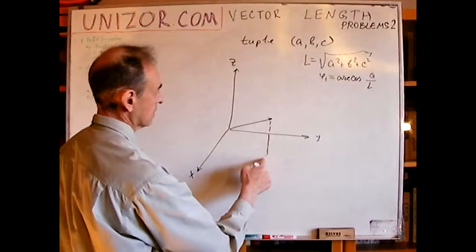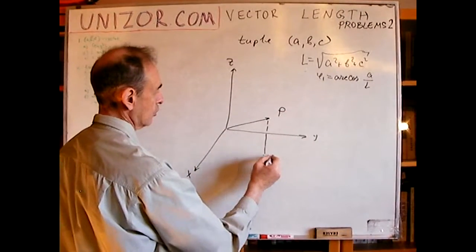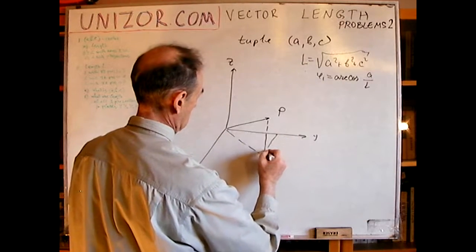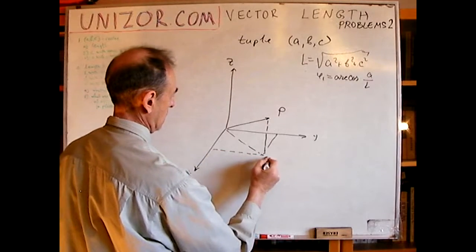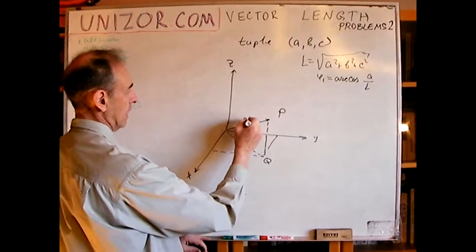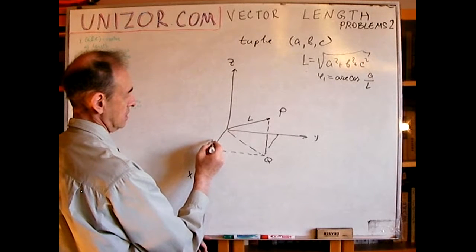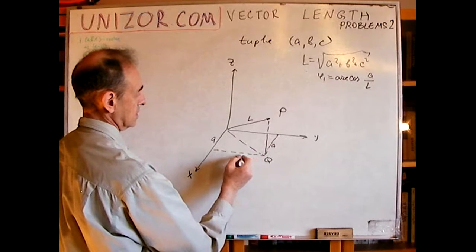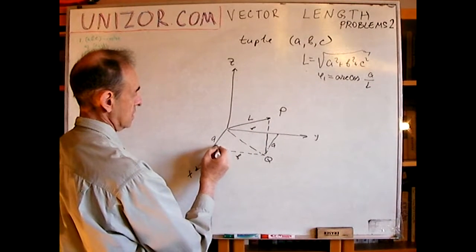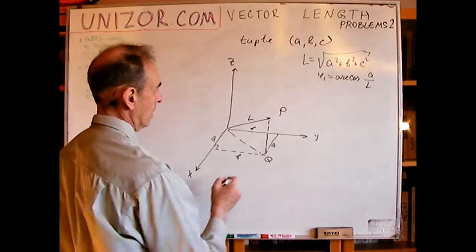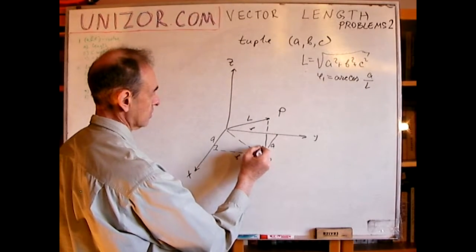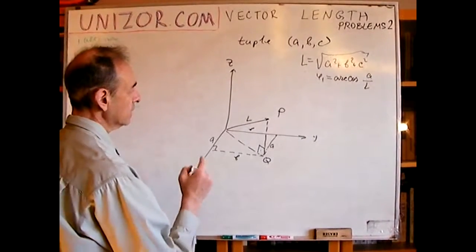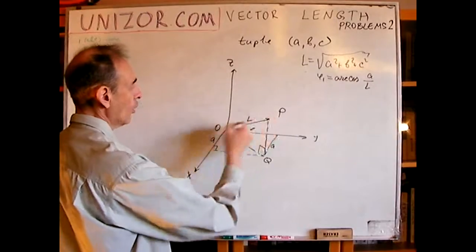We project the point P to point Q. So this is L, this is A, and this is B, this is the right angle. Now this is a projection, so this is also a right angle. And we need the angle between OP and OQ.